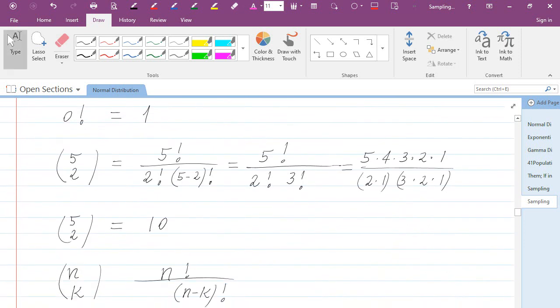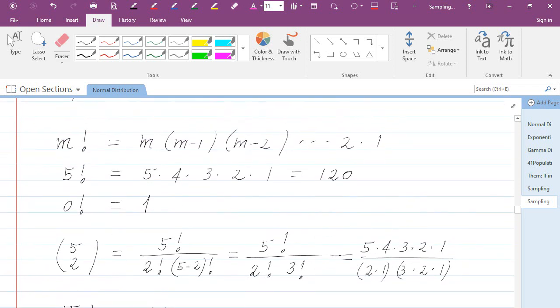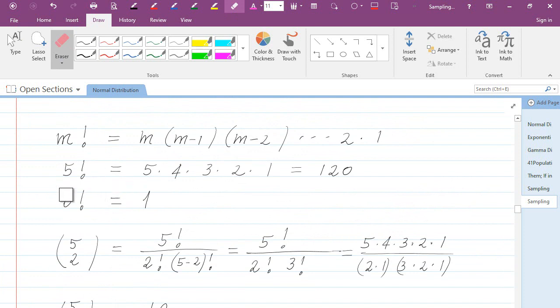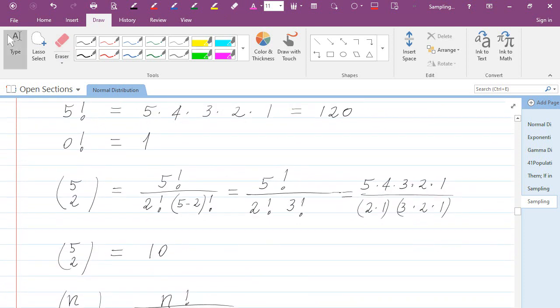So what is the binomial coefficient 5 choose 2 then? Well, 5 choose 2 is 5 factorial over 2 factorial times 5 minus 2 factorial. In other words, it's 5 factorial over 2 factorial times 3 factorial. 5 factorial is 5, 4, 3, 2, 1. 2 factorial is 2, 1. 3 factorial is 3, 2, 1. And then we simplify that, we get 10. So you need to understand the meaning of the factorial notation, and then 5 choose 2 means 5 factorial over 2 factorial times 5 minus 2 factorial.